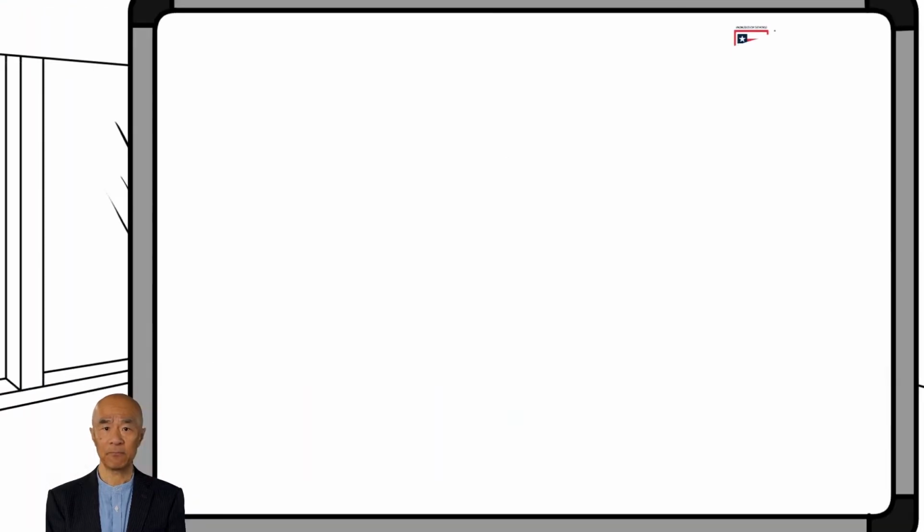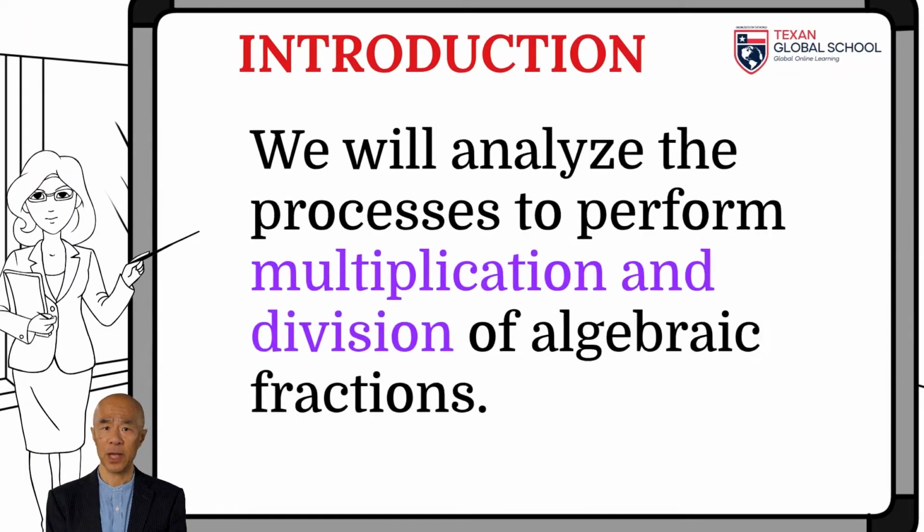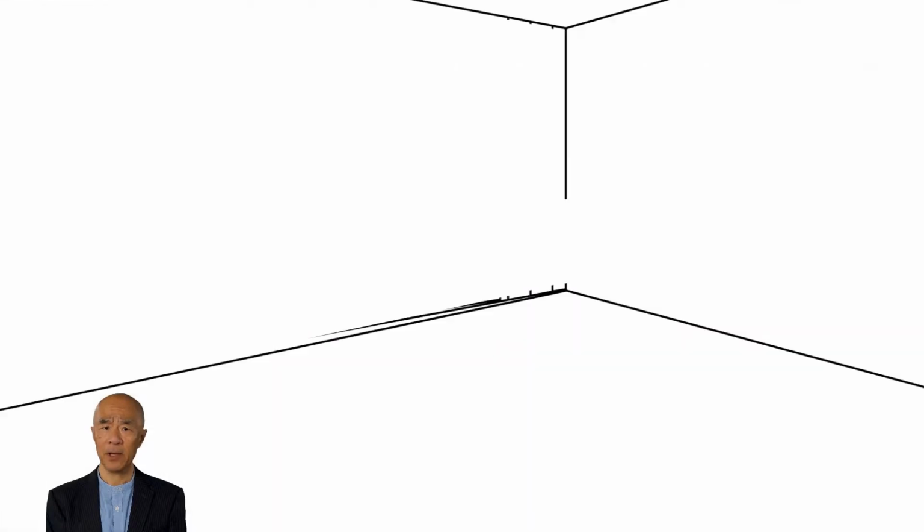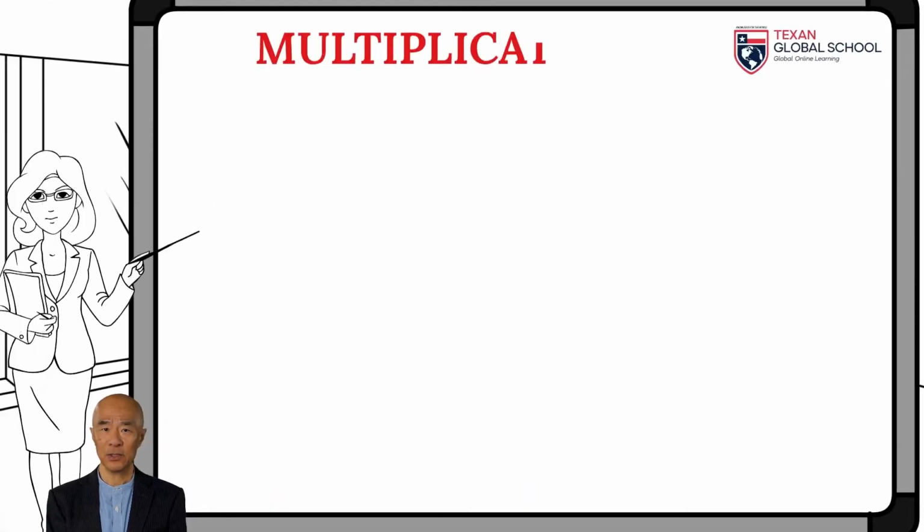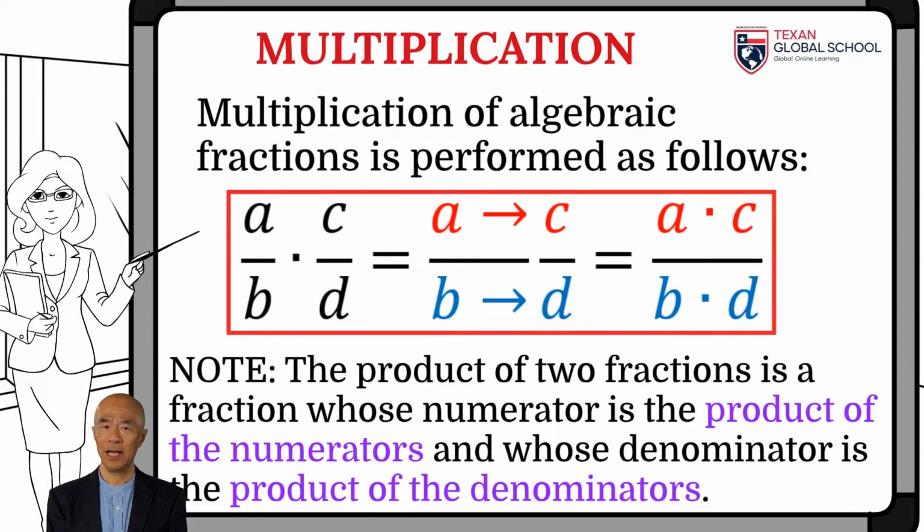The processes to perform multiplication and division of algebraic fractions are analyzed. The product of two fractions is a fraction whose numerator is the product of the numerators and whose denominator is the product of the denominators.